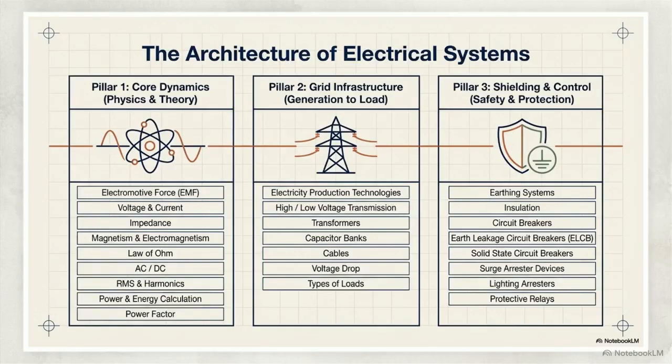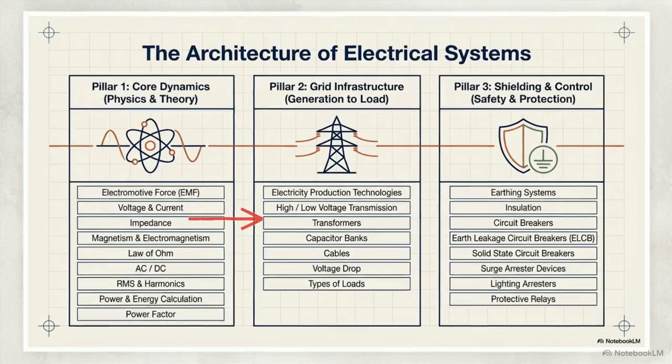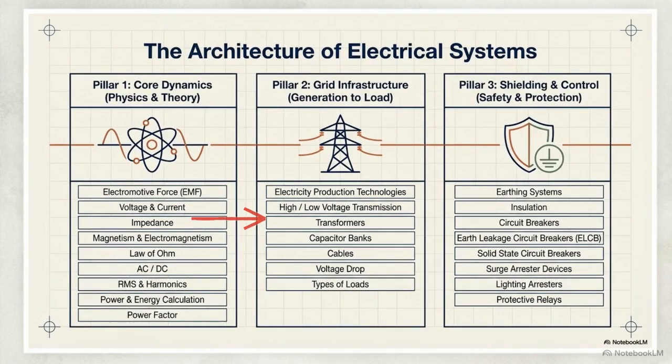This diagram shows the architecture of electrical systems. It divides the entire discipline into three distinct pillars. Pillar 1 is core dynamics. This represents the microscopic physical laws and theories, like Ohm's law and impedance, that dictate how an electron behaves.